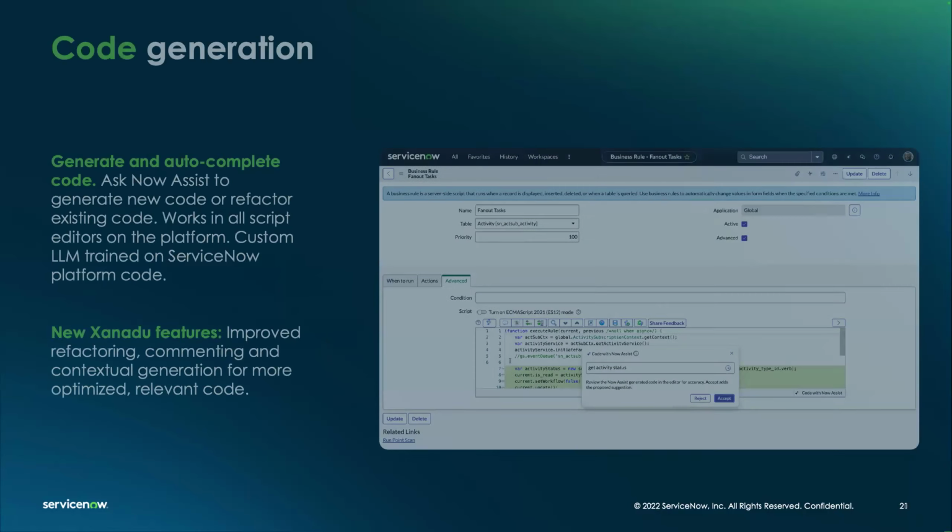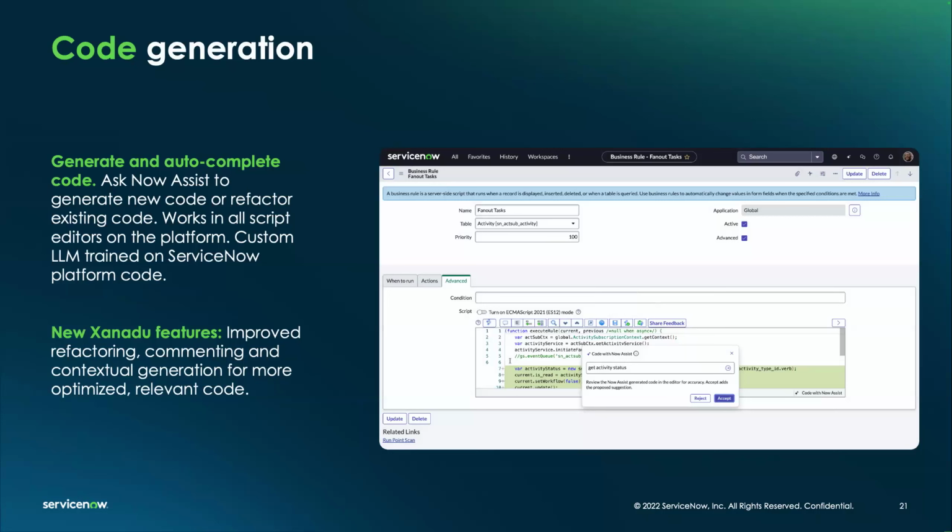So we're going to start with one of the most popular capabilities, one of the oldest capabilities that we have on the ServiceNow platform, code generation. Now today, code generation offers 2 main capabilities. It allows you to generate new code using this little modal that you see here, a little pop-up box that floats in front of the script box. And it also allows you to autocomplete code.